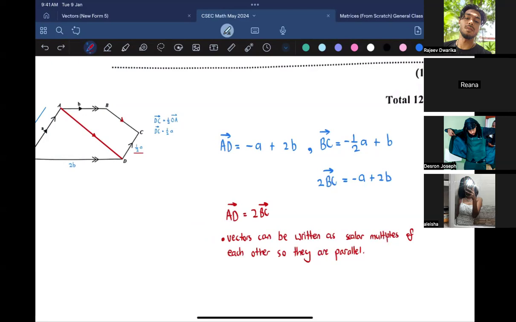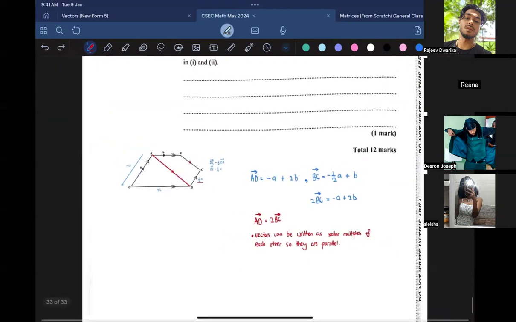Have anywhere else you see minus A plus 2B? Yeah. Where? What about vector A to D? Right. So I could say then that A to D is equal to 2 times BC. So by me saying that, I'm saying that in the same direction, AD is just bigger than BC. That's what I'm saying. Okay, I understand now. And that is what we call scalar multiples.